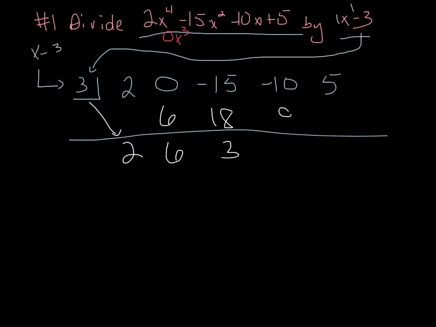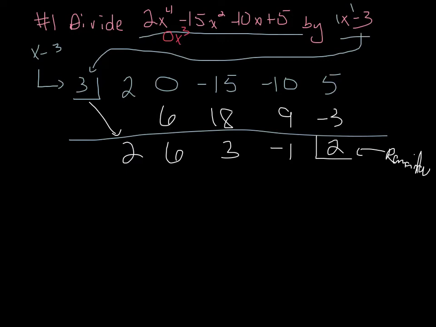3 times 3 is 9. Negative 10 and 9 is negative 1. 3 times negative 1 is negative 3. 5 and negative 3 makes 2. That is called the remainder. The remainder is what that is.